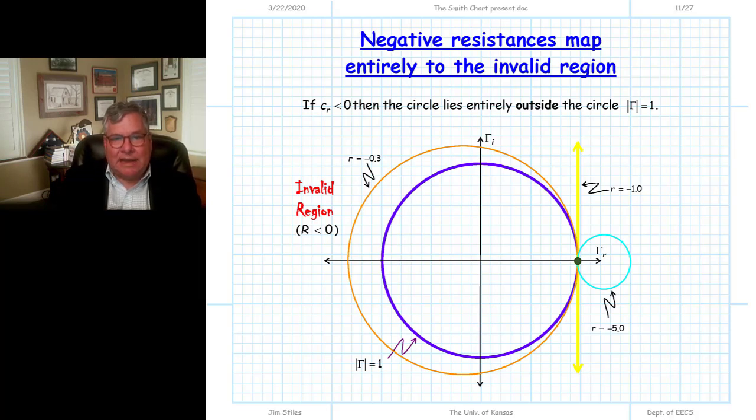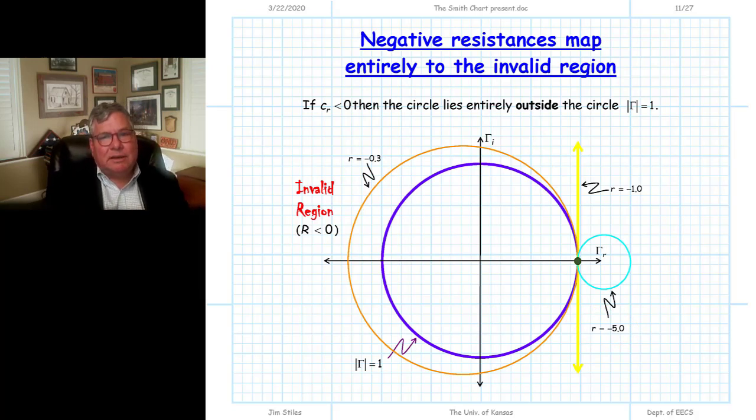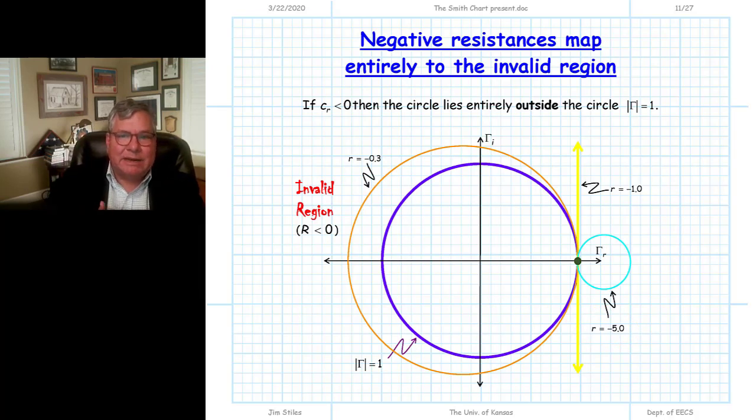So an example of that would be a contour for R equal to minus 5, a circle that's mapping onto a circle for the contour R equal to minus 5. And you can see in these two cases, these two circles are very different.